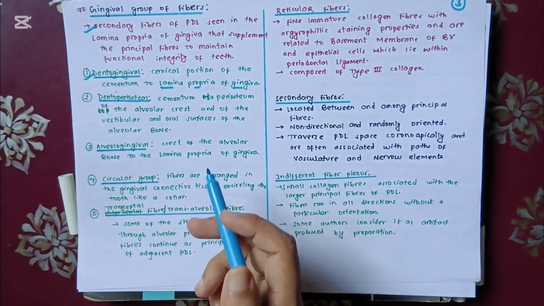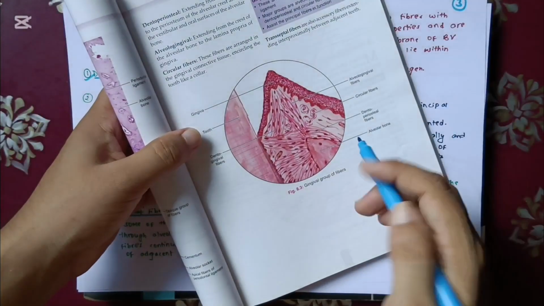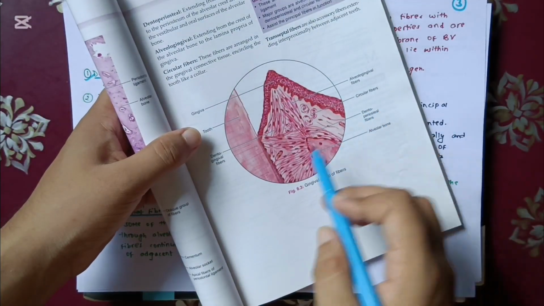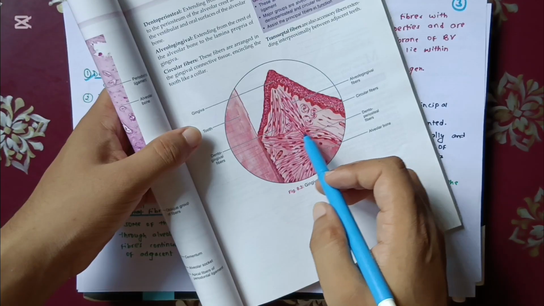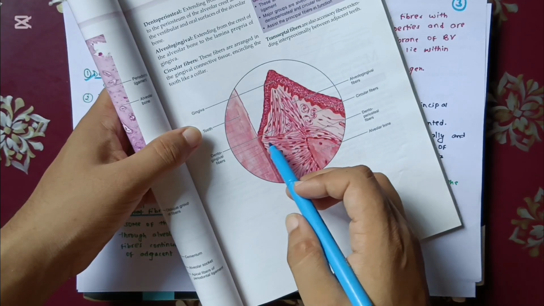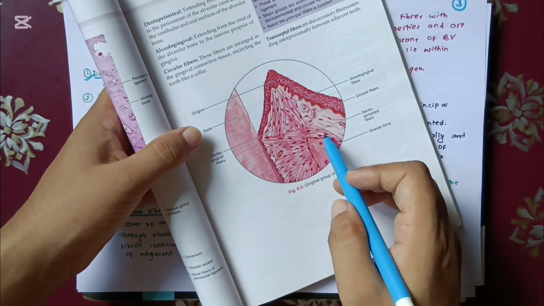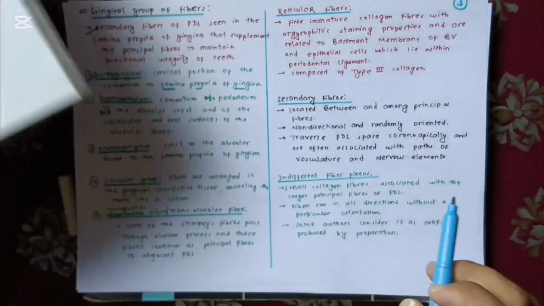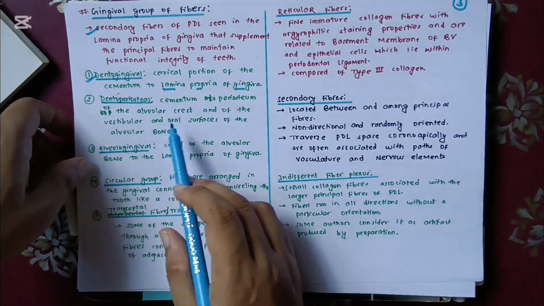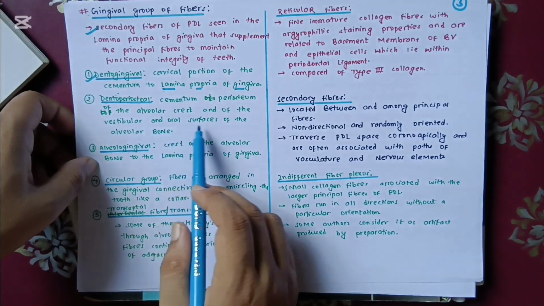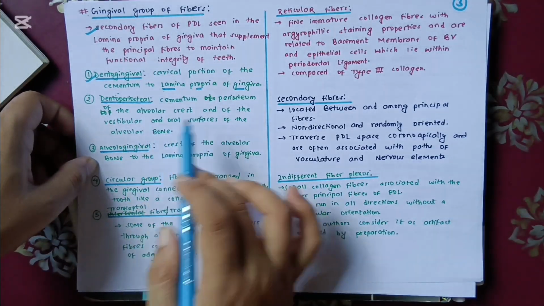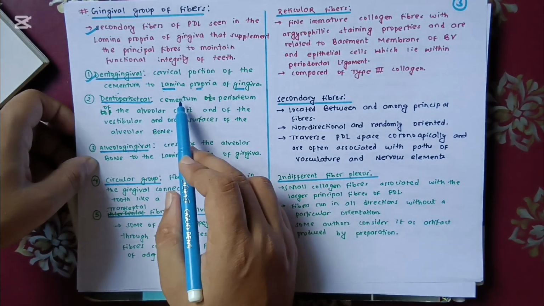So the name signifies here. You can see the dentoperiosteal fiber, which means tooth and the alveolar bone. So this is the dentoperiosteal group of fiber. Cementum to the periosteum of the alveolar crest and of the vestibular and the oral surface of the alveolar bone.